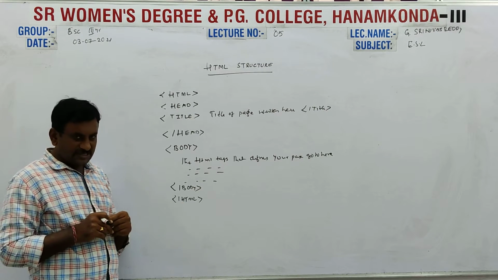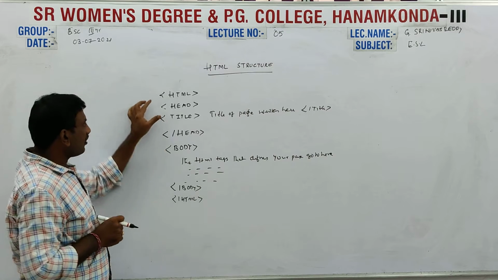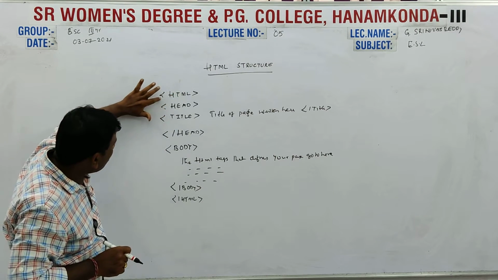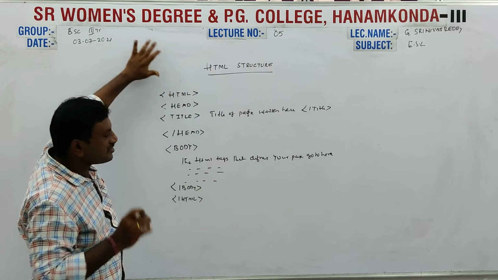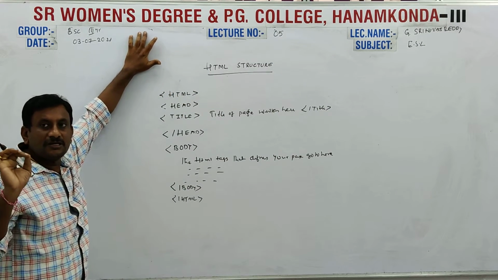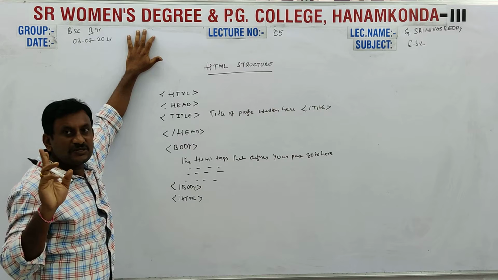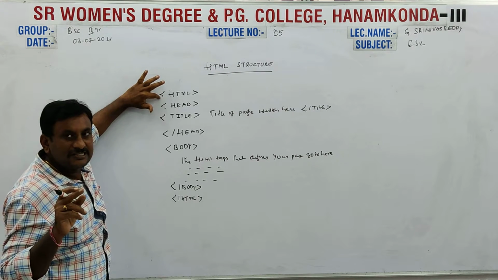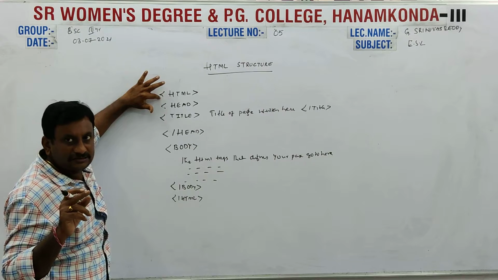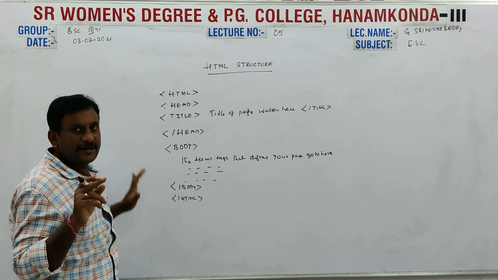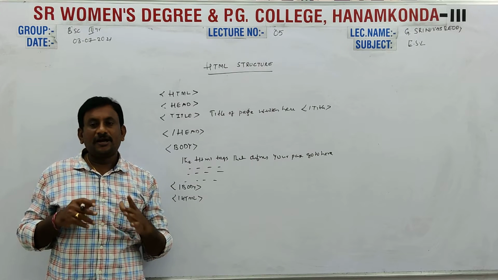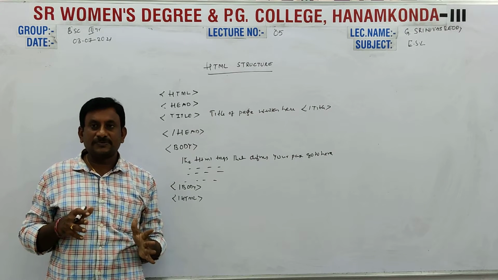And HTML is a tag language. In between the less than symbol and the greater than symbol is known as a tag. Two symbols are used: the left angle bracket, or less than symbol, and the right angle bracket, or greater than symbol.